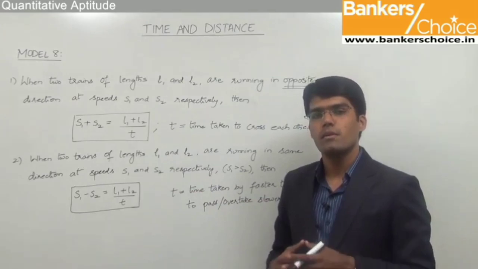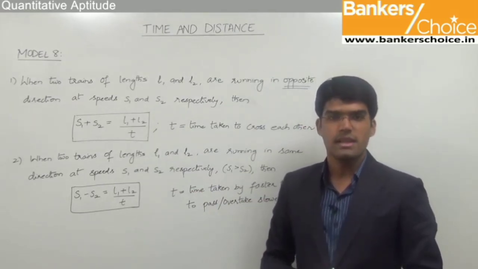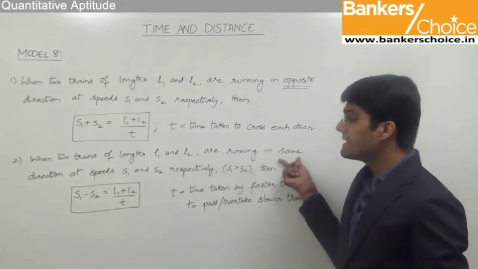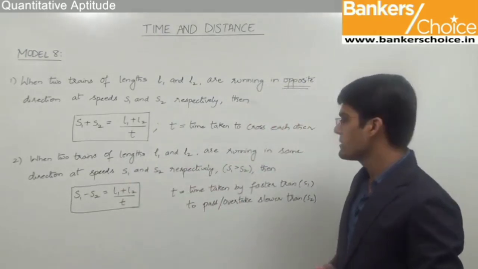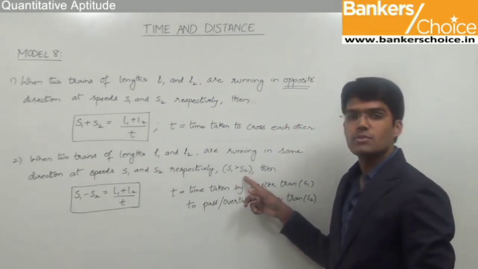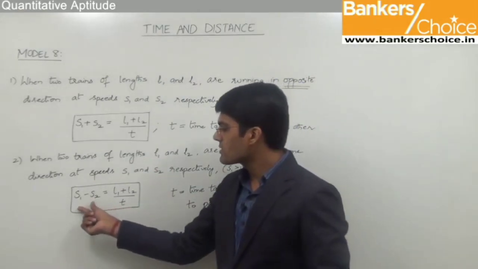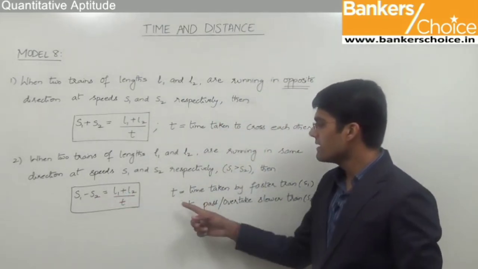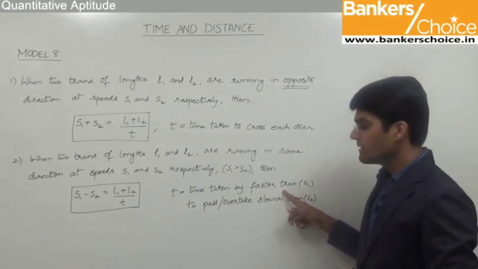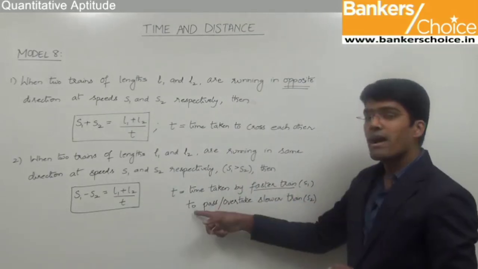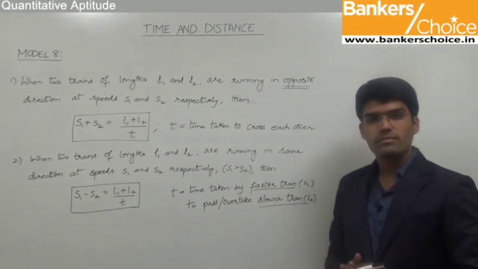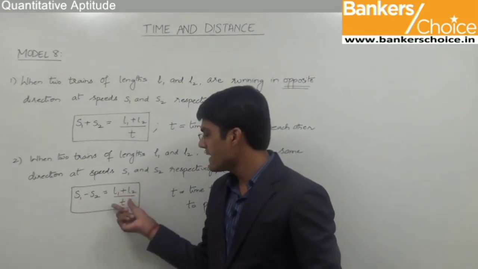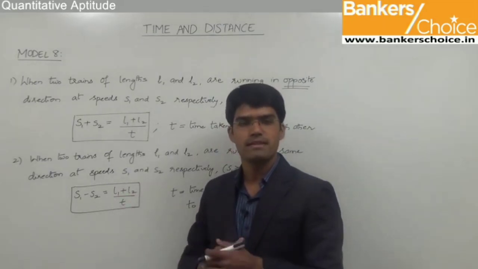Similarly, let us now understand the equation to be used when the two trains are moving in the same direction. Now here, when two trains of lengths L1 and L2 are running in the same direction at speeds S1 and S2 respectively, where S1 is greater than S2, then S1 minus S2 equals (L1 plus L2) by T is the equation to be used. And T here is nothing but the time taken by the faster train, which is running at the speed S1, to pass or overtake the slower train. So as you can see here, even this equation is in the form of speed equals distance by time. That is the basic relationship between speed, distance and time.